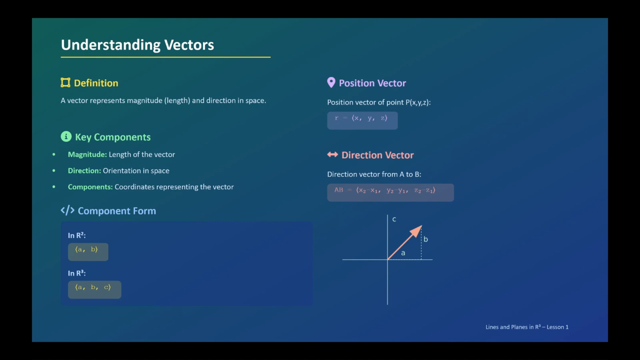A position vector works similarly. If you have a point P with coordinates x, y, z, the position vector is written as angle brackets x, y, z, which means it goes from the origin to point P. If we want a direction vector between two points A and B, we subtract the coordinates, so vector AB equals angle brackets x2 minus x1, y2 minus y1, z2 minus z1. This gives us the direction pointing from A to B.